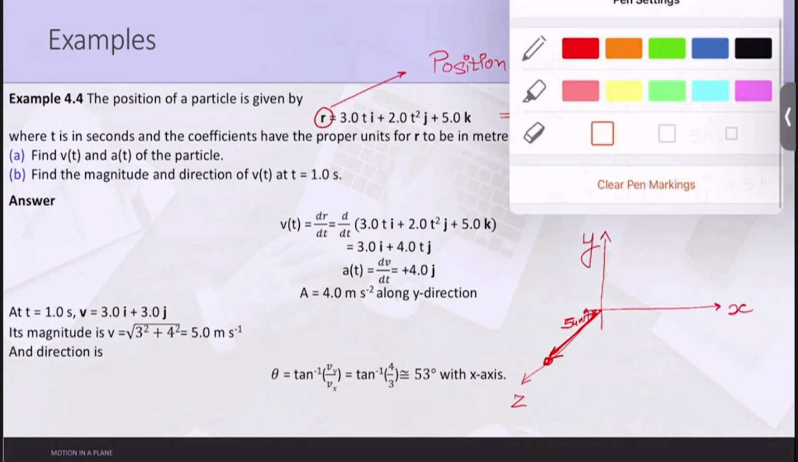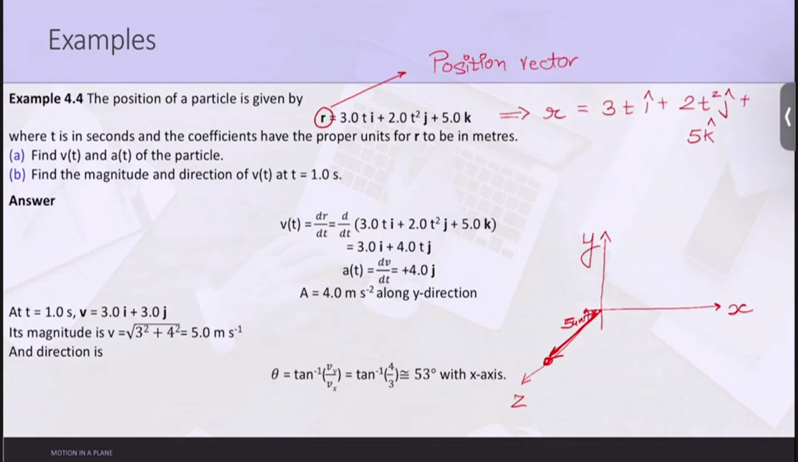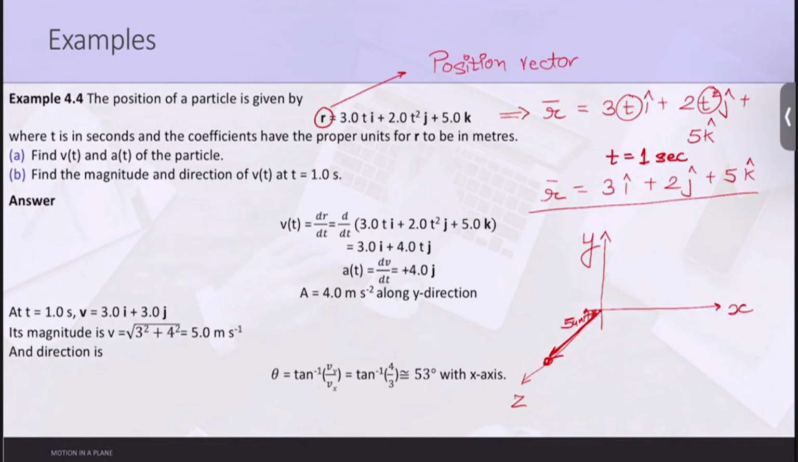Okay, let us understand more. Let us say we need to find out the same thing at t is equal to 1. So what happens at t is equal to 1 second? Again, we'll calculate the position vector. It is nothing but equal to 3 i cap plus 2 j cap plus 5k cap. I am doing nothing, I am just putting the value of t in this point. So it is 3 at this, 2 at this, and 5 at this.